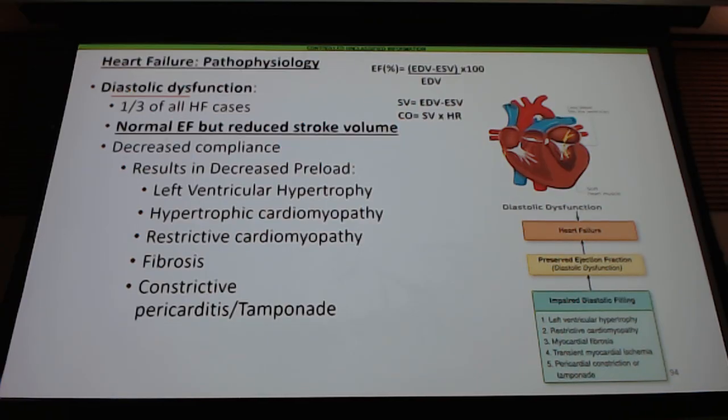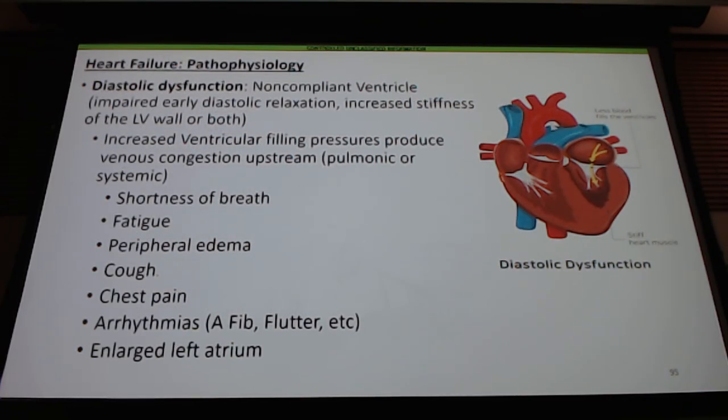And we talked about that what causes this diastolic filling dysfunction is you lose compliance of the left ventricle. Things like left ventricular hypertrophy, restrictive cardiomyopathy, fibrosis, those types of things lead to the reduced compliance of the left ventricle, so it doesn't want to fill during diastole. And when we talked about the symptoms associated with this, again, it's going to come down to left-sided heart failure symptoms. So you're going to get those reduced cardiac output symptoms, but you're also going to get those pulmonary venous congestion symptoms as well.